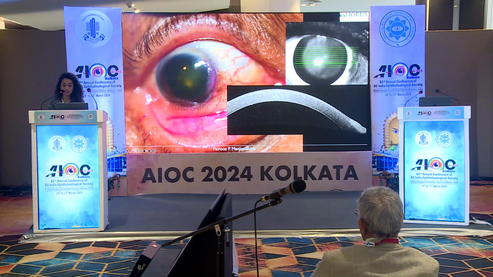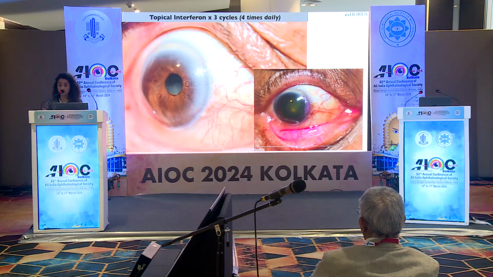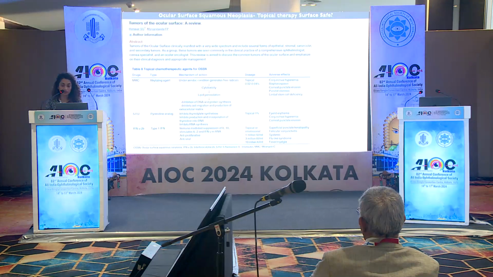So this is the ASOCT, which is very typical of OSSN, where you have the snouty appearance affecting the epithelium of the cornea. I just did 3 cycles of topical interferon in this case, and he has an amazing surface. The surface is preserved and the lesion disappeared.